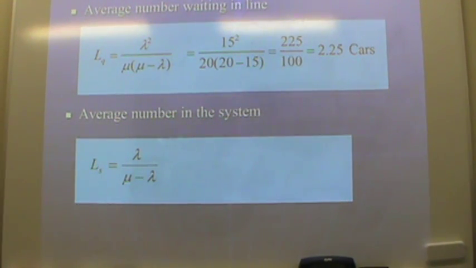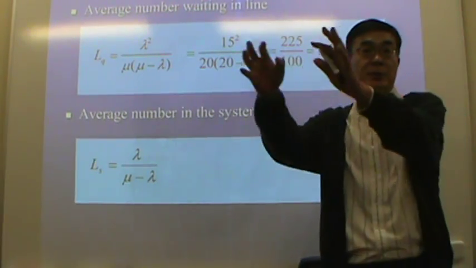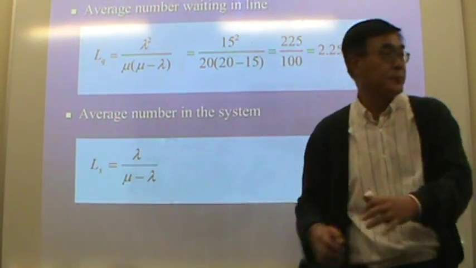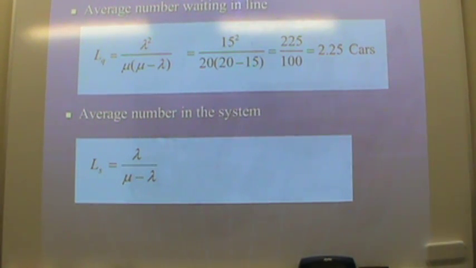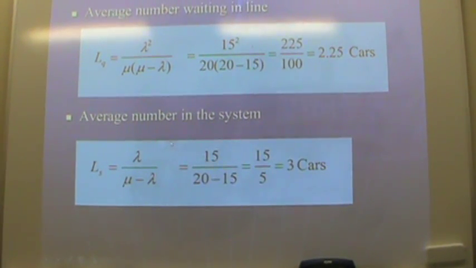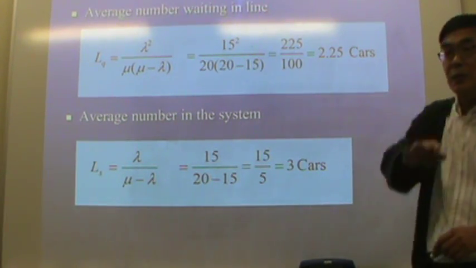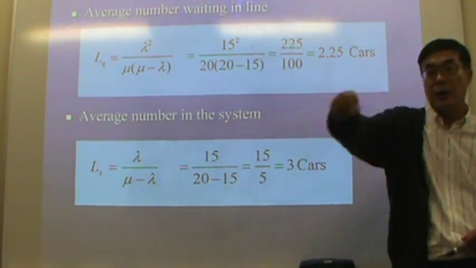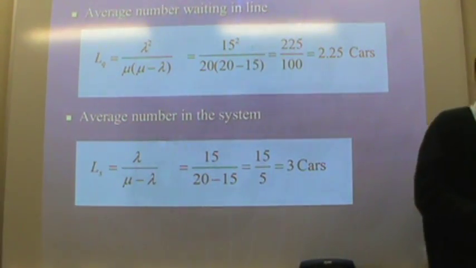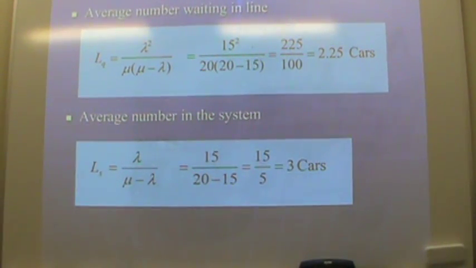And the average number in the system, including customers being served and in the waiting line. Total customers in the system, lambda over mu minus lambda, equals 15 divided by 20 minus 15 equals 3 cars on average in the total system. Waiting line and then being served. That is Ls, length of system; Lq, length of queue; Ls, length of system.